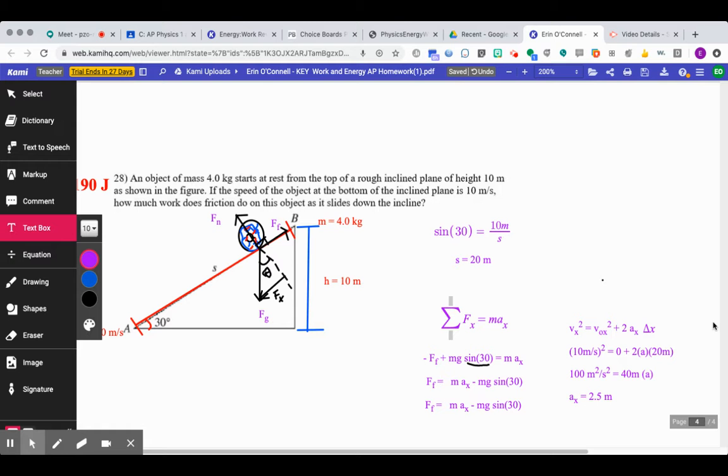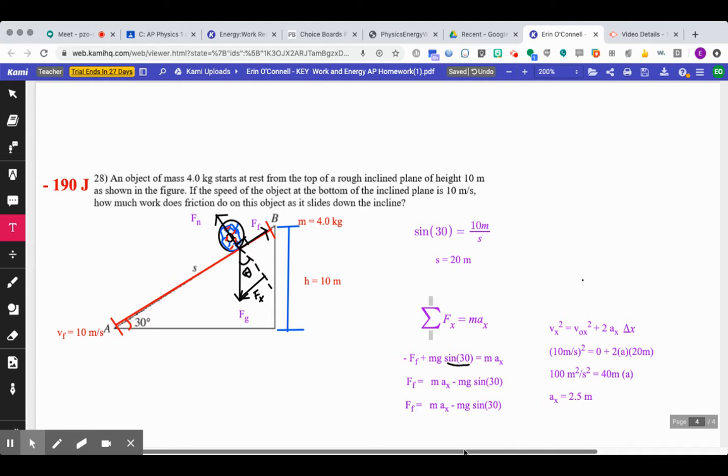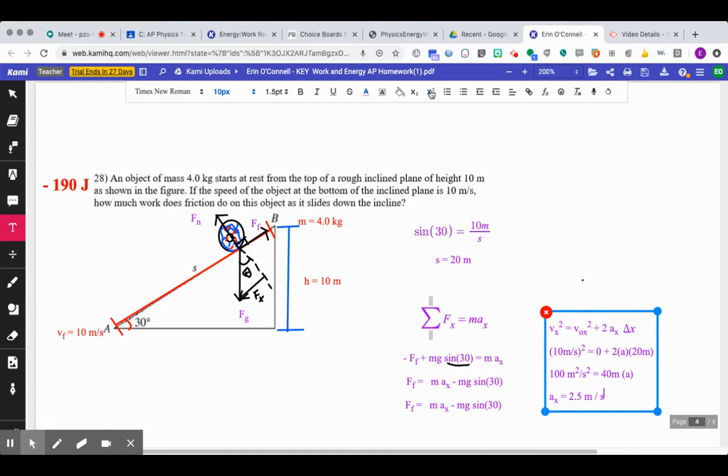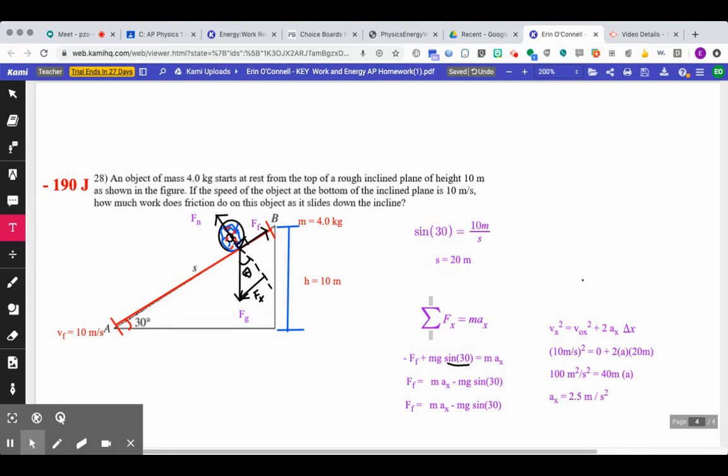So the final velocity in the x squared equals the initial velocity in the x squared plus 2 times the acceleration in the x times the displacement, which technically here is s. We're told the final velocity is 10, so we square 10 and get 100, and then 2 times 20 meters, we get 40 meters. Divide both sides by 40, we get that the acceleration is 2.5 meters per second squared. Okay, and we're going to plug that into the equation for force of friction and solve.